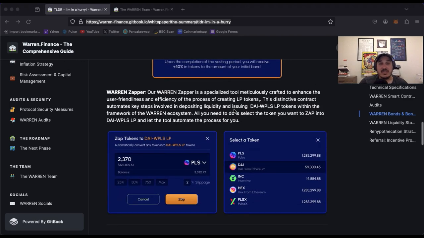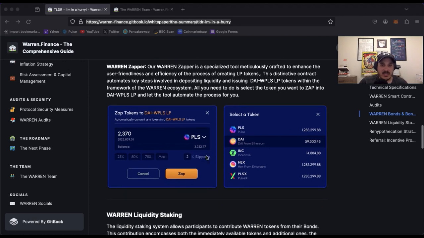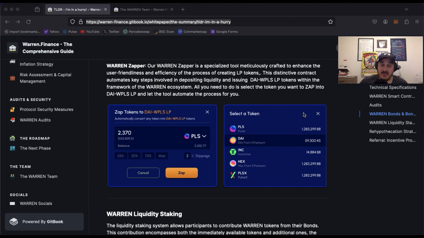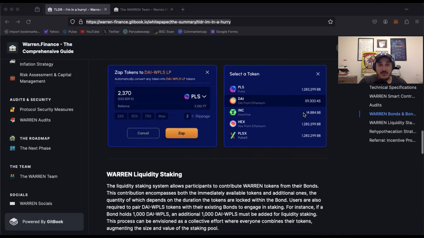Now we have the Warren Zapper. Our Warren Zapper is a specialized tool meticulously crafted to enhance the user-friendliness and efficiency of the process of creating LP tokens. This distinctive contract automates key steps involved in depositing liquidity and issuing LP tokens within the framework of the Warren ecosystem. All you need to do is select the token you want to zap into the LP and let the tool automate the process for you. Again, this is what the UI is going to look like. Very clean, very simple to use, but again, I will show you all of this in a future video.